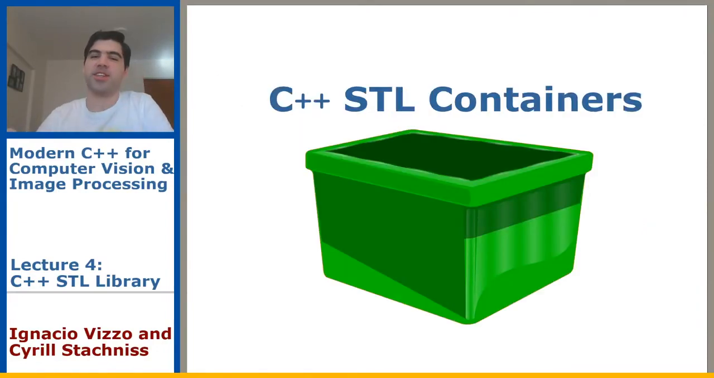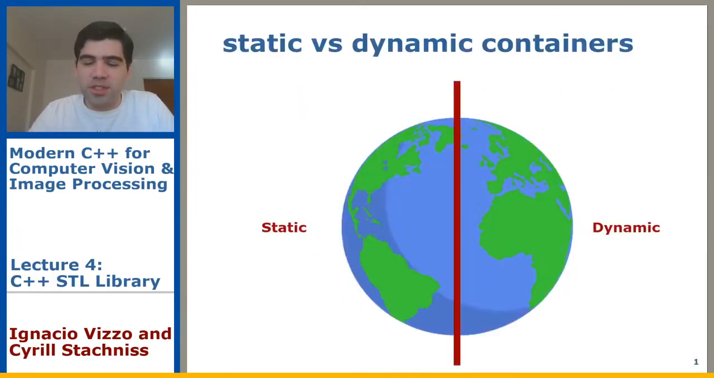Okay, let's start. The first thing we're going to see is C++ containers. Basically, a container is what you see on the screen: something where you can put data. As usual, something I say in all lectures, the C++ world is usually divided in two. We have the static world and the dynamic world.